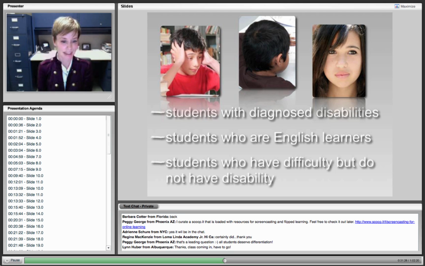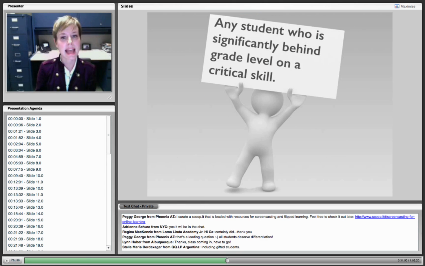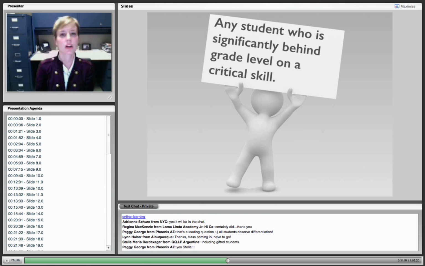Great comment, Peggy. All students deserve differentiation. Yes, there's students who don't quite qualify for special education. There's students who go through an RTI process, and related to what Peggy said, students struggle. You all struggled. I struggled. We all struggled with some part of the curriculum at some point. And so who needs differentiated assessments? Any student who is significantly behind grade level on a critical skill.